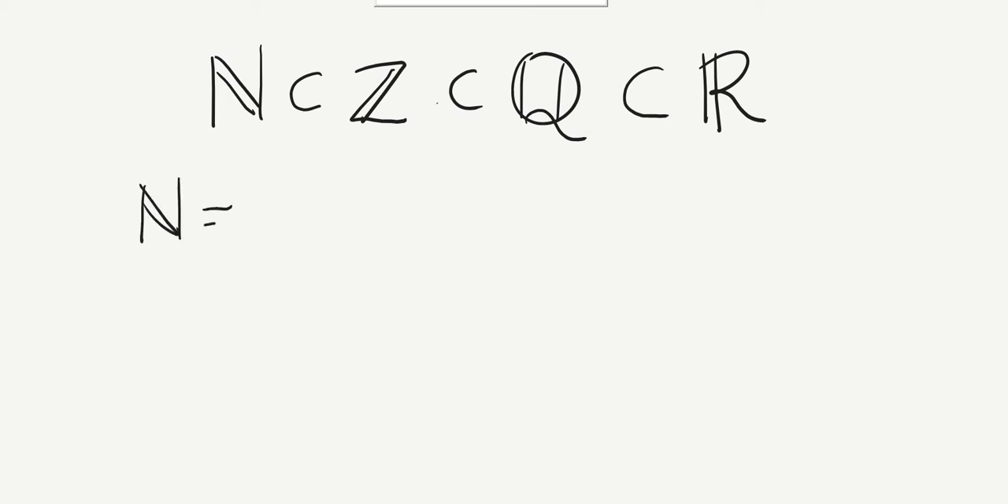N is just the set 1, 2, 3, and so on. And this set is closed under addition because if you add any two numbers, you get another natural number. But it is not closed under subtraction. For example, 1 minus 3 is not inside the set. So N is not a field.